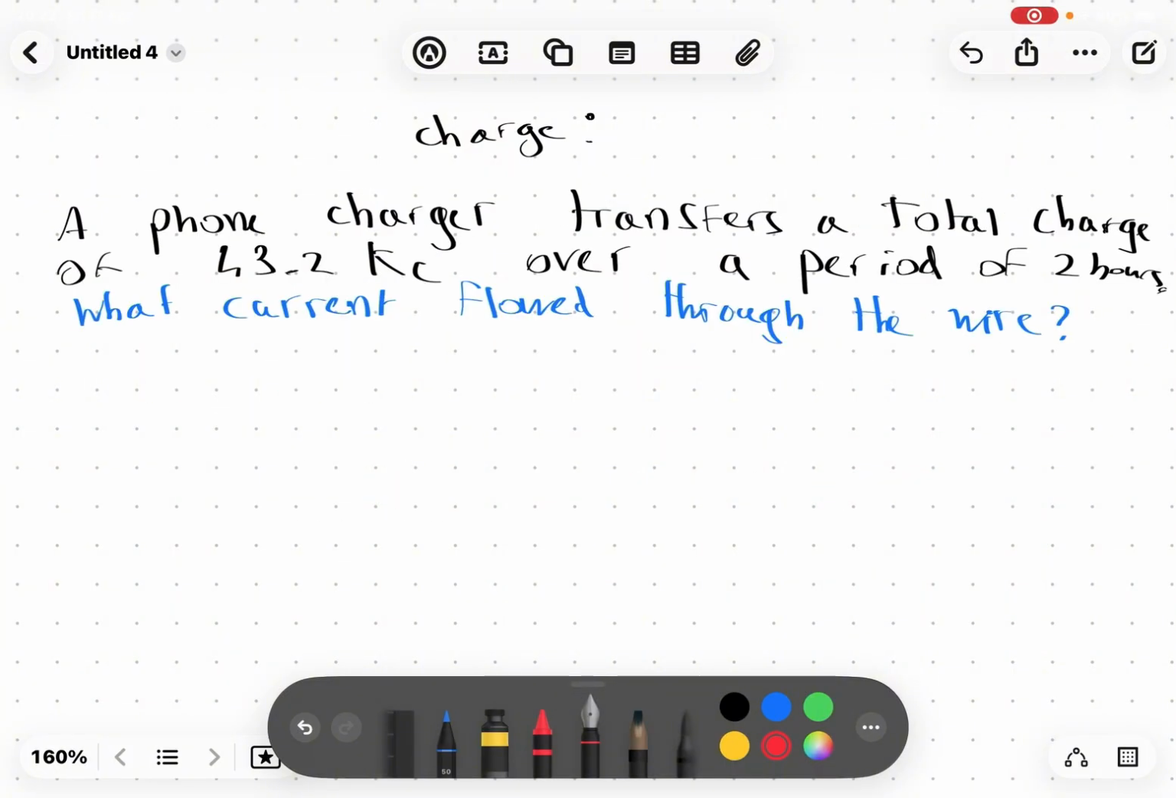So the next example question is: a phone charger transfers a total charge of 43.2 coulombs over a period of 2 hours.